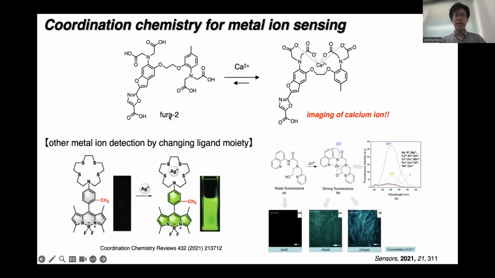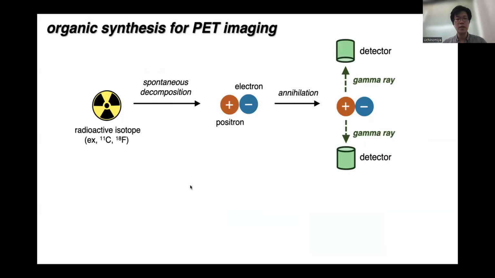Okay, so chemistry is also used in metal ion sensing. In my previous slide, I explained the calcium ion sensing with this probe, and this part is the binding moiety with calcium ion. By simply changing the binding site, we can detect other metal ions like this. So coordination chemistry is also used for metal ion sensing, and organic synthesis is also very important for development of probes.